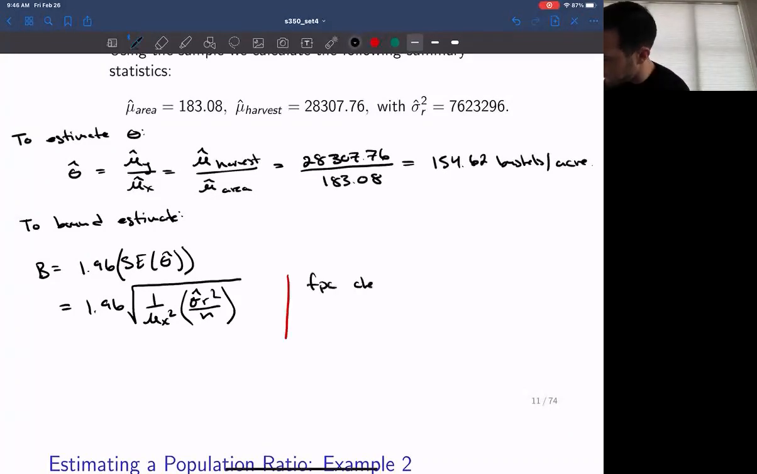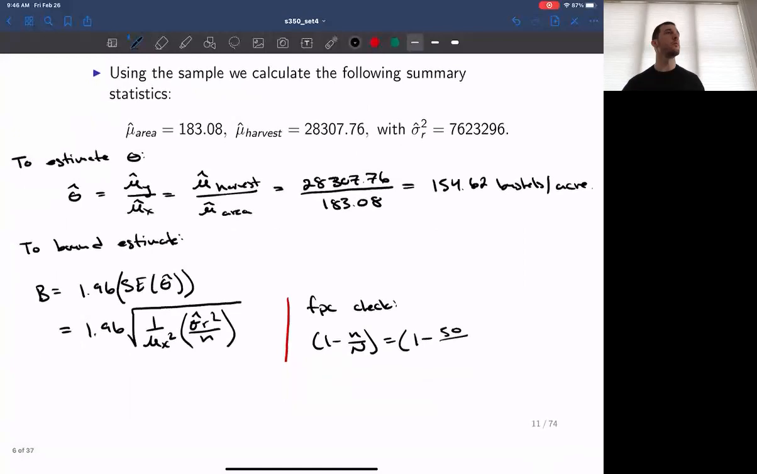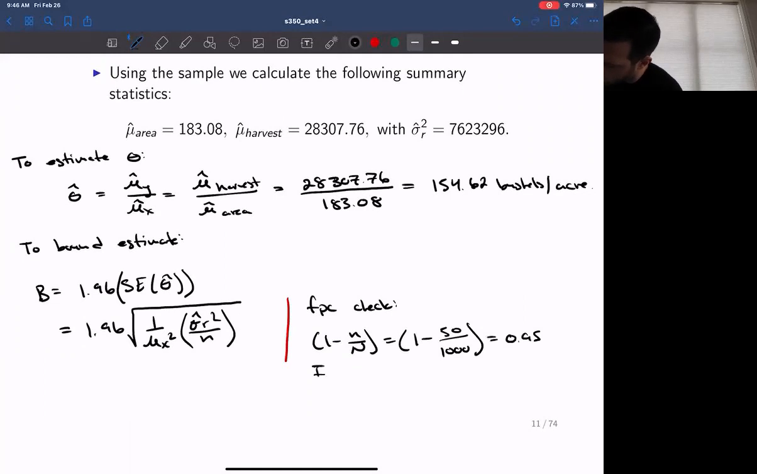Notice here that when we check the FPC, we have 1 minus little n over capital N equal to 1 minus 50 over 5,000, I believe it was. Let's check that real quick. Oh, 50 over 1,000, which is equal to 0.95. So we can ignore the FPC, since the rule is we can ignore it when 1 minus little n over capital N is greater than or equal to 0.95. So we're right on the cutoff there.